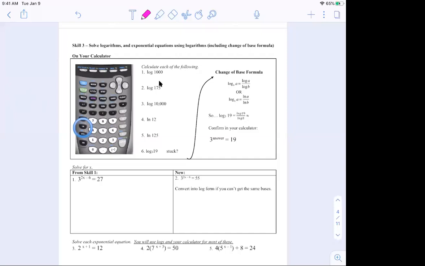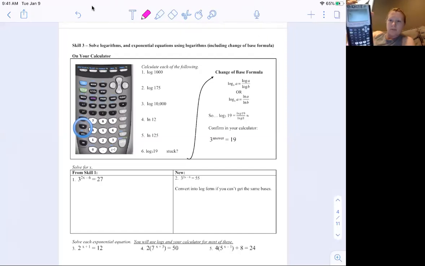So if you take a look here, for calculating log 1,000, I'm going to show you my calculator right here. Your log button, which I have circled on the paper, is right here. So that's log. Mine automatically opens up a parenthesis, so I'm going to type in 1,000, close my parenthesis, and hit enter. And it gives me 3.